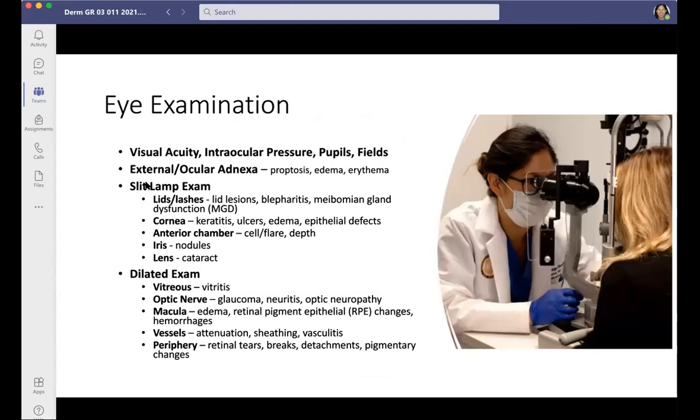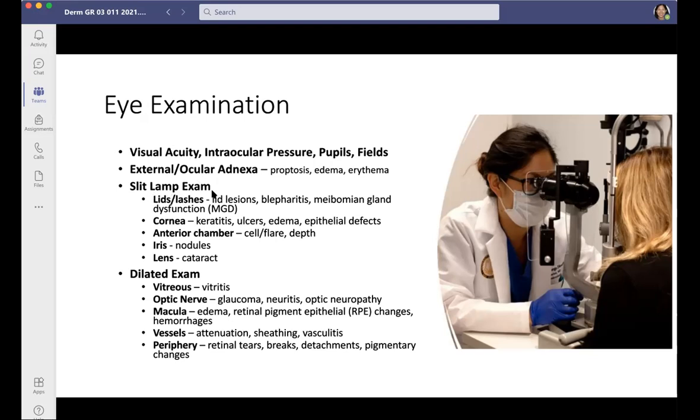And then we'll take a look at the external appearance of the eye. That's where we do see a lot of the derm overlap. We might be looking at skin lesions on the eyelids, or people will have atopic changes and so forth. Also, we'll be looking for proptosis or edema or erythema, which you can see with infection or inflammation.